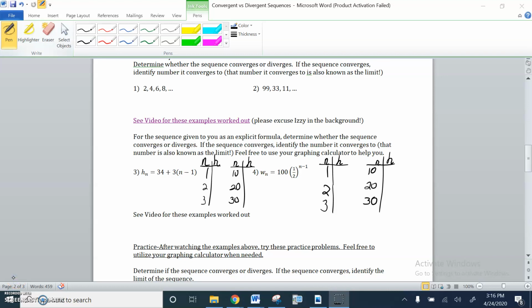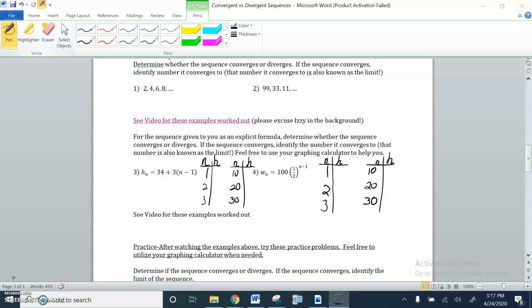I'm going to do examples 3 and 4 for you. Mrs. Gerber did a nice job on examples 1 and 2. So let's look at 3 and 4. The difference between these two and the first two is that rather than being given a set of numbers in a sequence, we're being given the formulas.